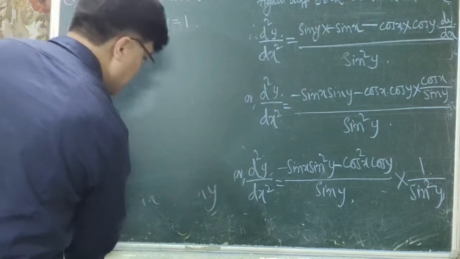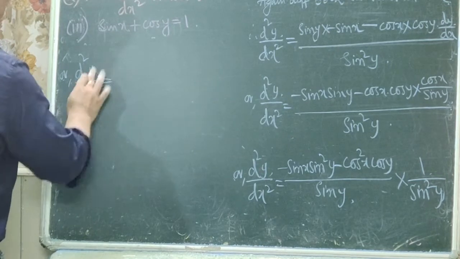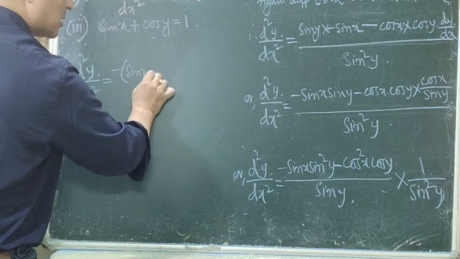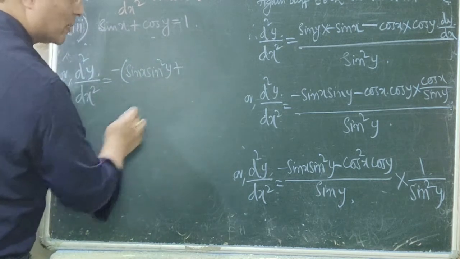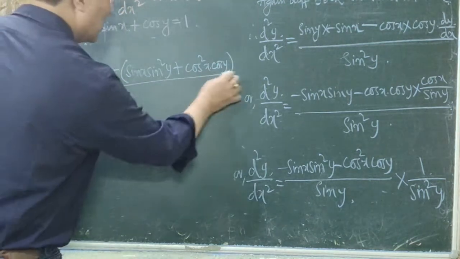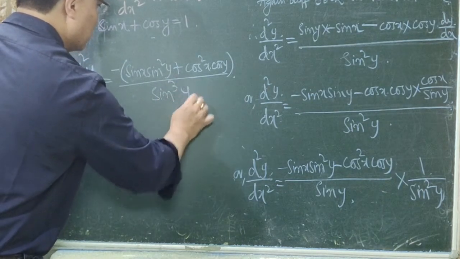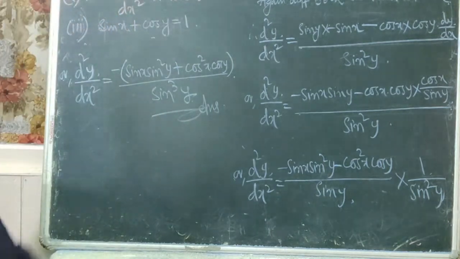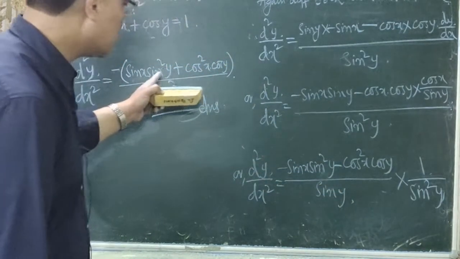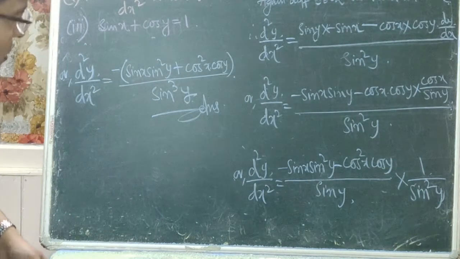So now let us simplify it once again. This is your d2y by dx square is equal to, here minus is taken common, so within bracket what do we get? This is your sin x sin square y into minus plus cos square x into cos y, right? Whole divided by, in the denominator you can multiply sin y by sin square y, which is sin cube y. So this is the final answer. Okay, so you can copy it.